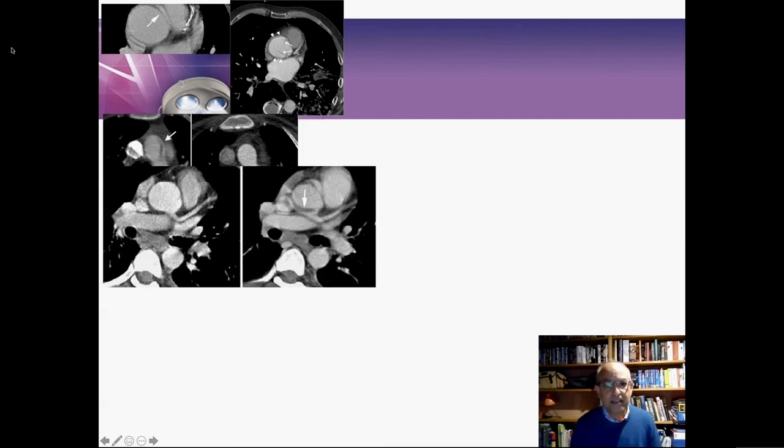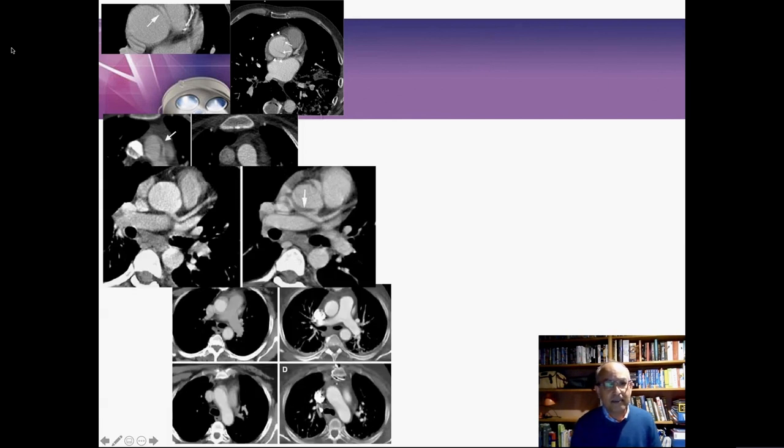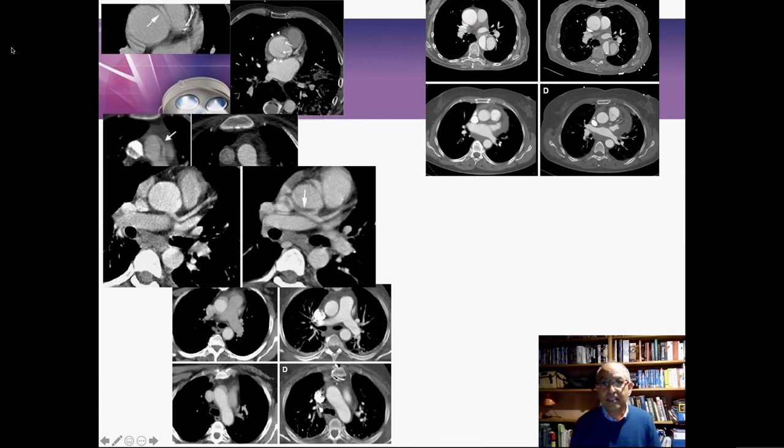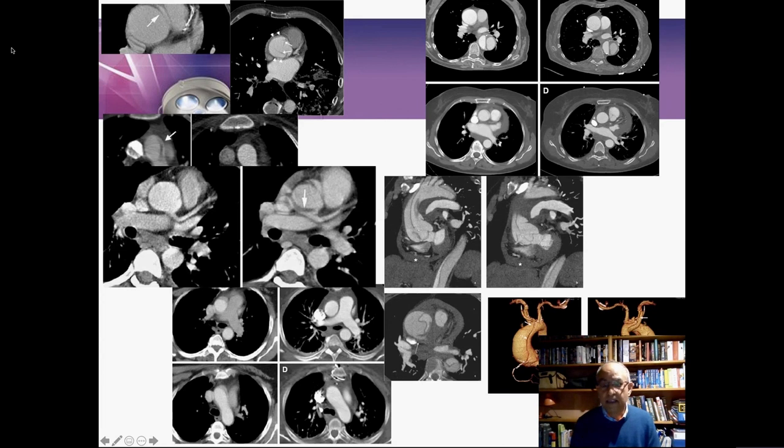Here you can see a non-gated study showing an artifact suggesting dissection, but when you gate it, it's not there. Here again, this looks like a dissection, but with the gated study, it's not there. Ascending aorta and aortic arch, possible dissections. When you gate it, you can see that this is clearly not the case. Now, the patient has an established dissection, and the suggestion being that there may be a type A dissection more proximally, but when you gate it, it's clearly not the case and changes the management of this patient.